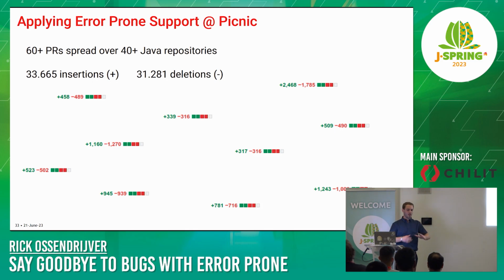So we had to create a lot of pull requests, and here there are some numbers on the sizes of the pull requests. Sometimes we even had to split some pull requests per repository. And in total, we rewrote over 33,000 lines of code. And as you can see, based on these numbers, this boosted my GitHub stats quite a bit.